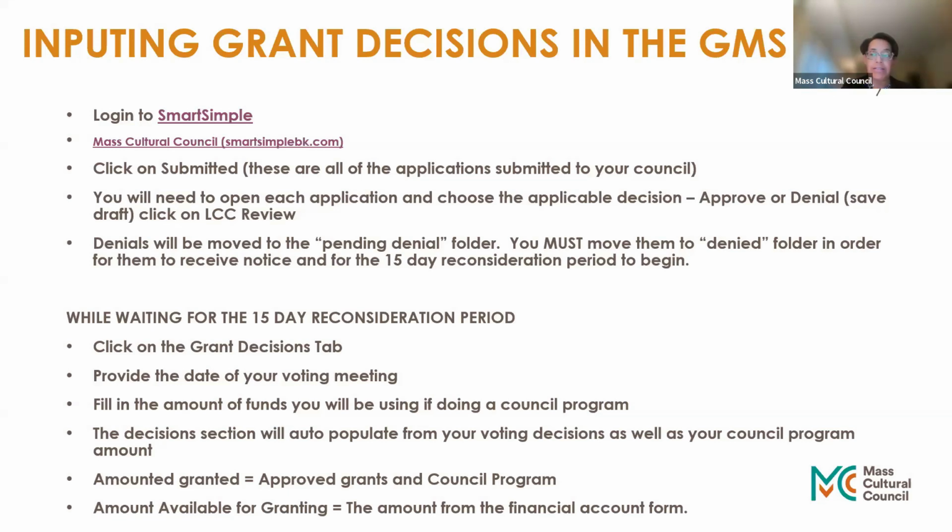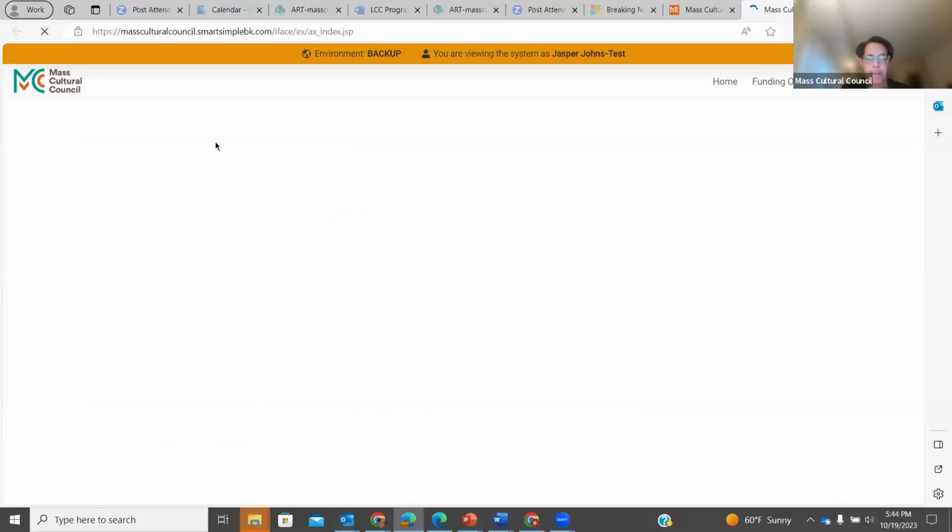So you don't have to wait until the middle of November. You can actually start to organize and get your meetings on the books to review these grant applications. So that's, I think, an exciting part of it. So we'll go through the tutorial, and then any questions, we can take those afterwards. So let's go to Smart Simple.